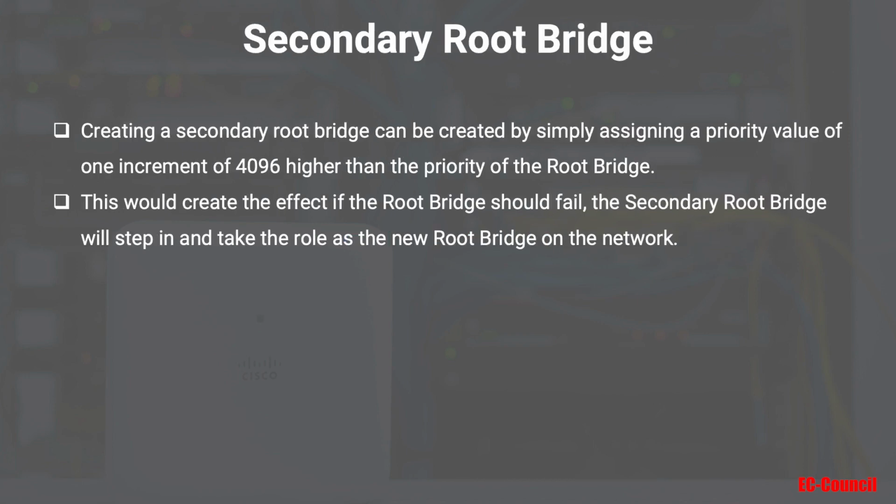As good practice, it is recommended to create a secondary root bridge. Of course, having a secondary root bridge is useful for redundancy, because if the primary root bridge fails, you know which switch will become the root bridge. A secondary root bridge can be created by simply assigning a priority value 1 increment of 4096 higher than the priority value of the root bridge. This would create the effect that if the root bridge should fail, the secondary root bridge will step in and take up the role of the new root bridge on the network.